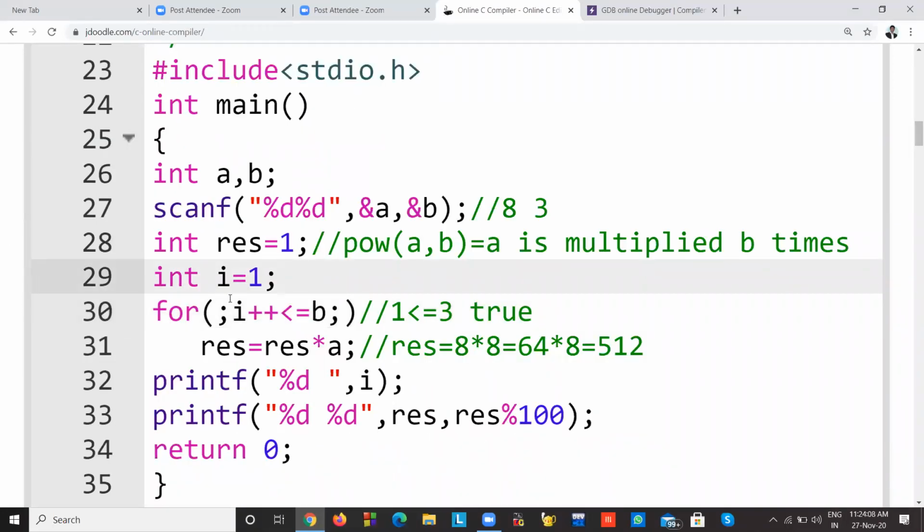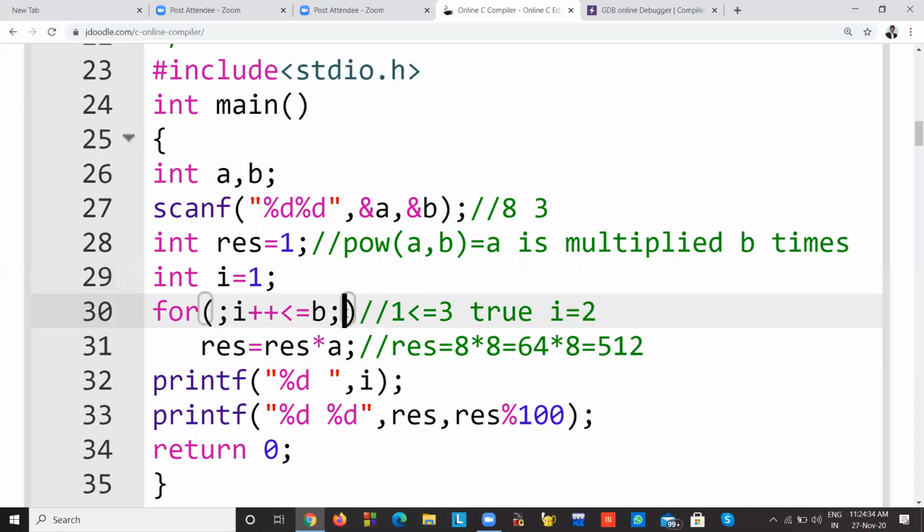So here, first of all, I is equal to 1. 1 less than or equal to 3, true. ట్రూ అయితే బాడీ ఆఫ్ ది లూప్ ఎగ్జిక్యూట్ అవుతుంది. Before going to the body of the loop, 1 less than or equal to 3 is true, and immediately, I plus plus is a post increment, so I will get incremented. Res is equal to res into 8 will get executed. Anyhow, that is okay, 1 into 8, అది జరిగిపోతుంది.